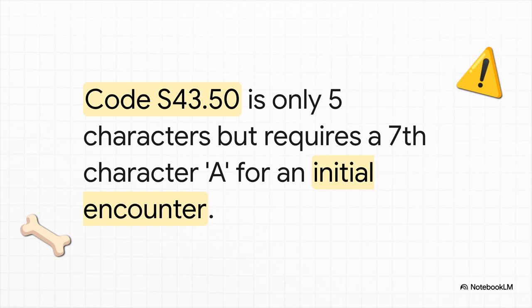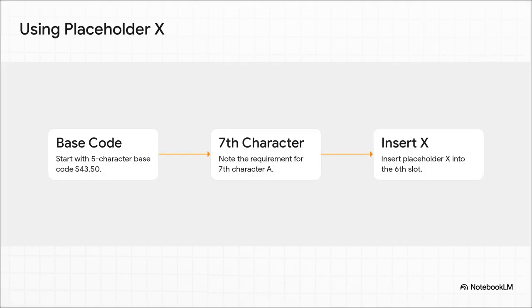But the official guidelines for category S43 legally dictate that we must append a 7th character, in this case an A, for an initial encounter for active treatment. So we have to do a little architectural maneuvering.